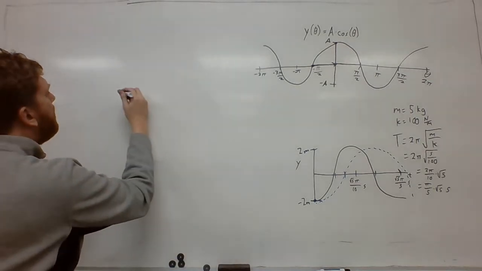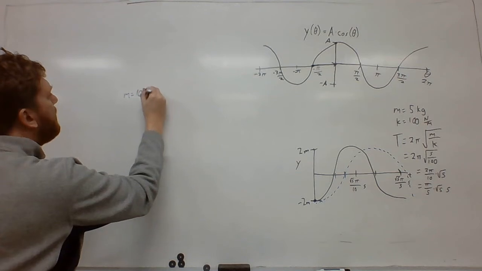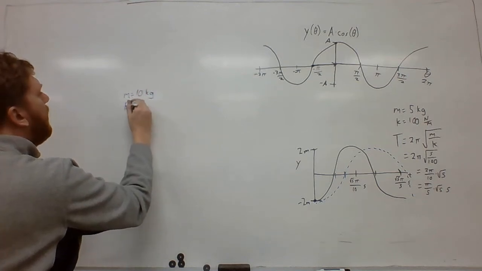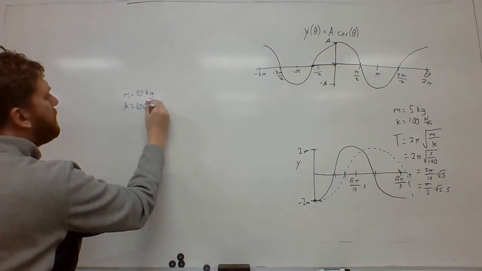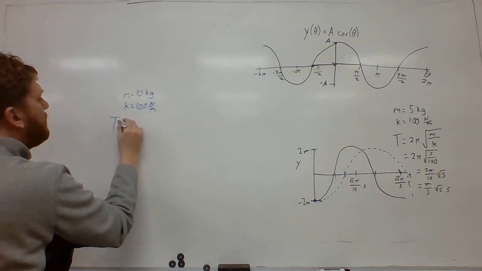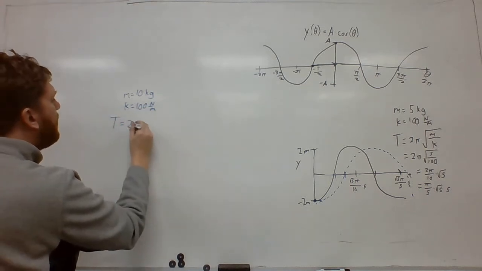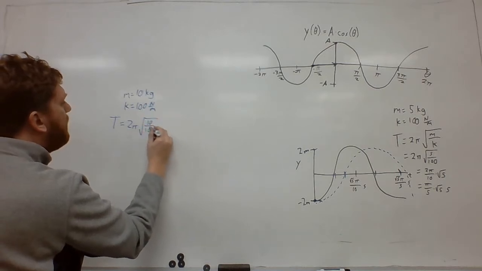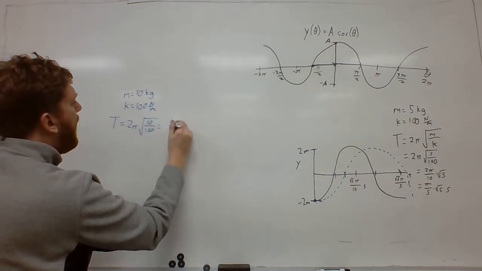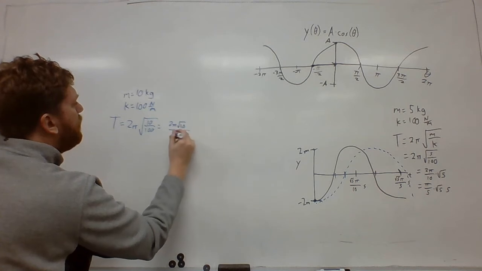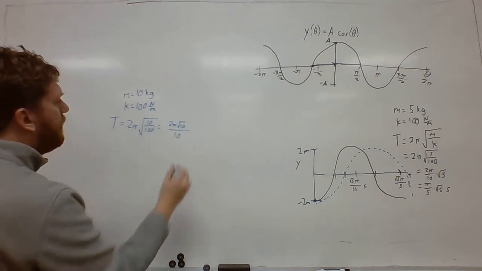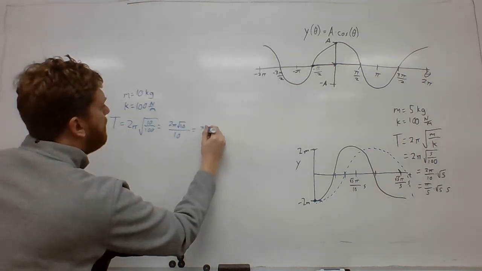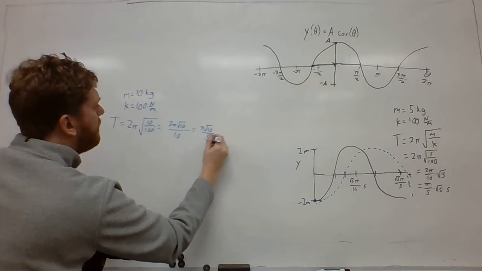So in this case, we have a mass equals 10 kilograms. Spring constant is still 100 newtons per meter. We can solve for the period. I'm just copying my work over there, but plugging in the new numbers. 10 over 100 is equal to 2 pi root 10 over 10, or pi root 10 over 5 seconds.